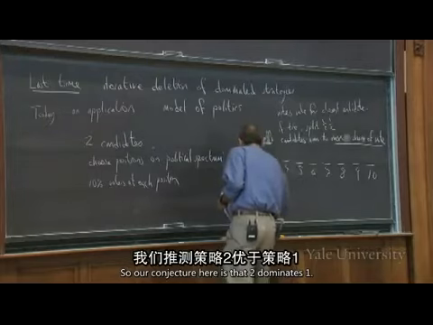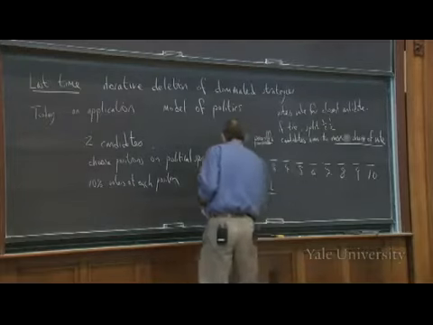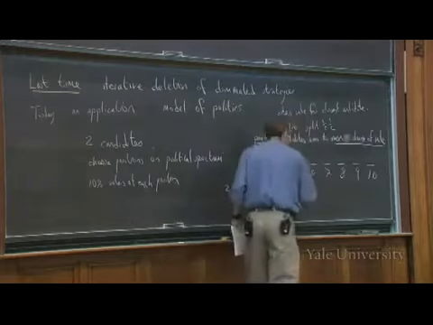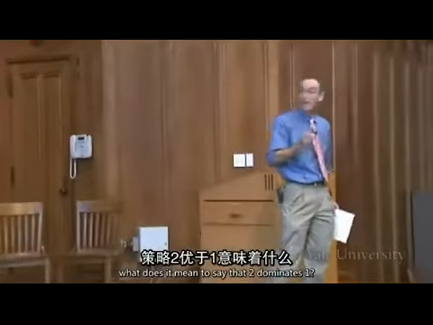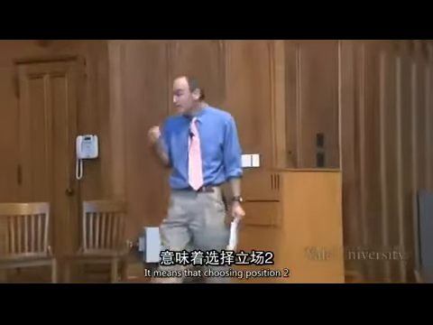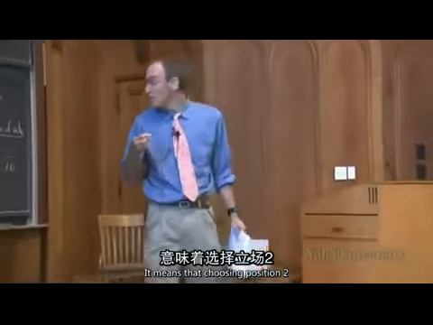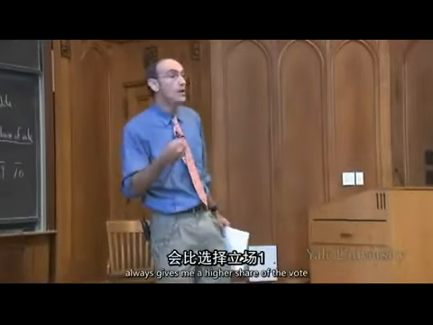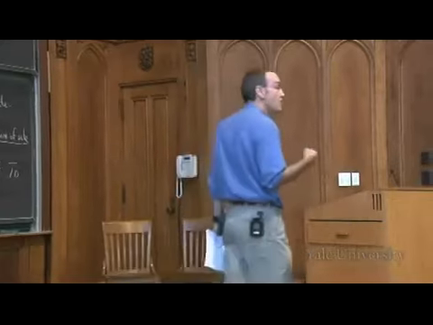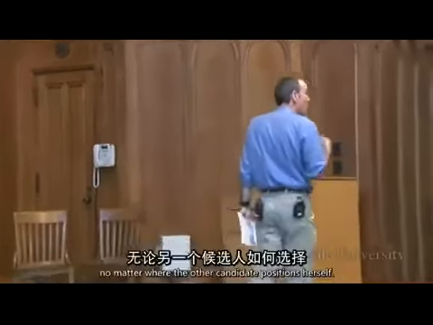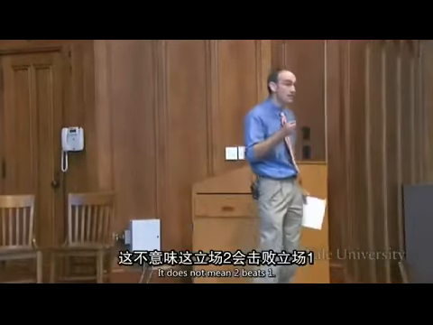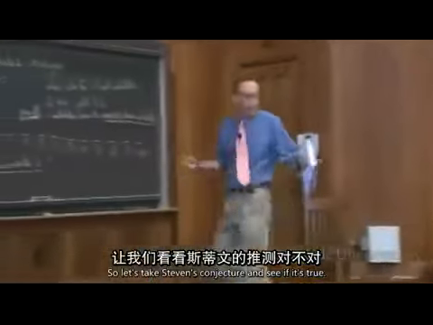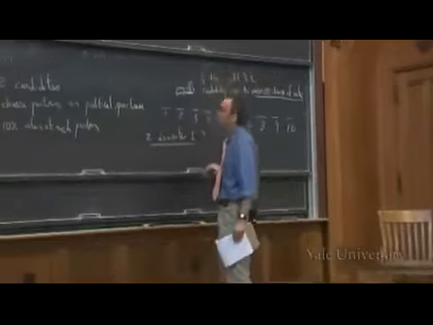So for example, our conjecture here is that 2 dominates 1. 2 dominates 1. That's the claim, right? And let's just be careful here. What does it mean to say that 2 dominates 1? It means that choosing position 2 always gives me a higher share of the vote than choosing position 1, no matter where the other candidate positions herself. Right? It does not mean 2 beats 1. All right. So let's take Stephen's conjecture and see if it's true.